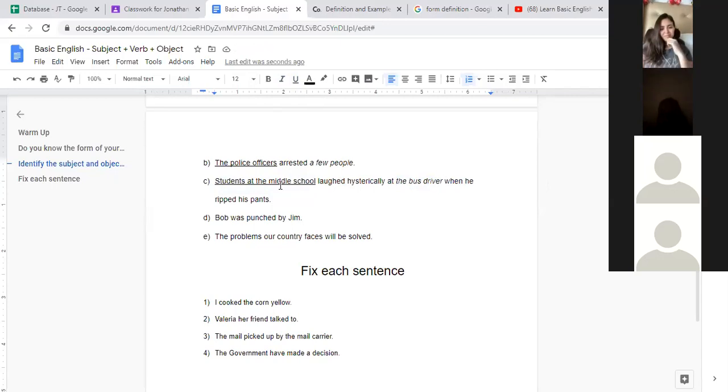So look, exactly, right? Here's the subject, students at the middle school. This is the verb, laughed. This word just modifies the verb, hysterically. The bus driver, and then we just have another dependent clause at the end of the sentence, when he ripped his pants. So really good.